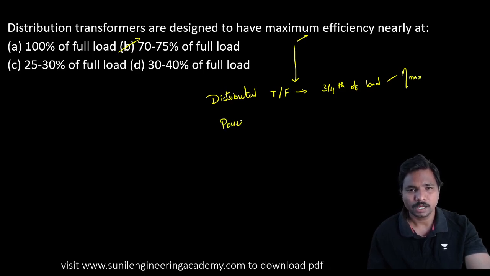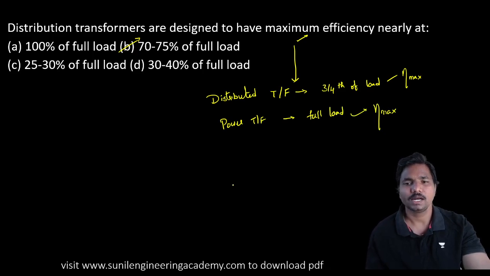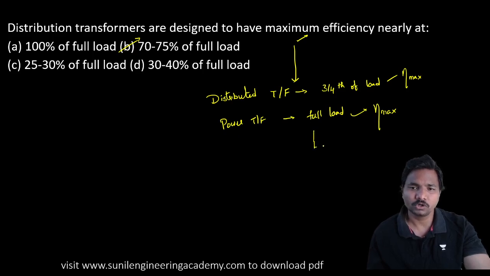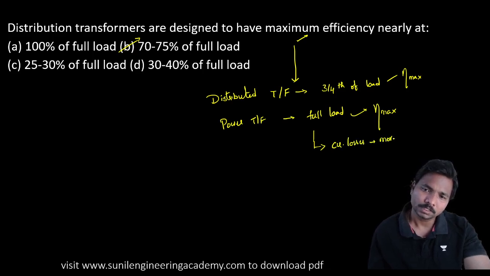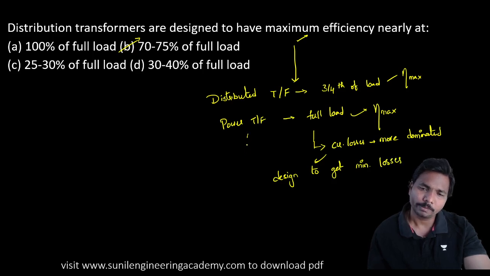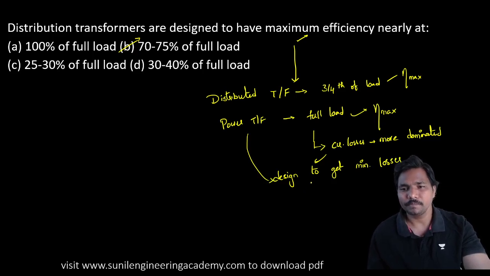A power transformer is always at full load, so we have to design the maximum efficiency to occur at full load only. Power transformers are always fully loaded, and fully loaded means copper losses are more dominant. So we have to design to get minimum copper losses. Very important question, guys. The power transformers are designed to get minimum copper losses.